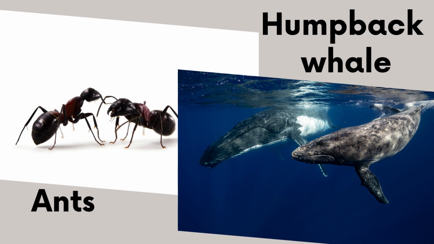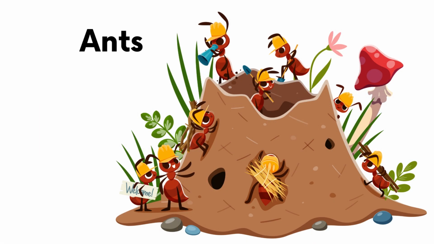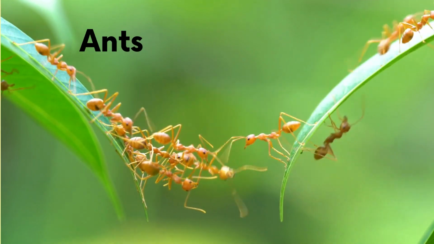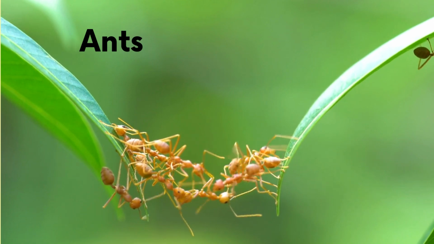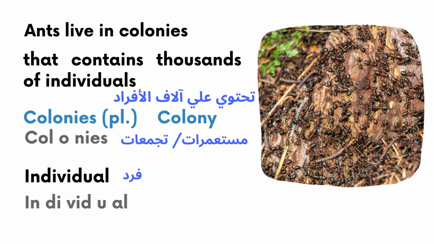We will talk about 2 examples, ants and humpback whales. First we will talk about ants. As you see here, ants work together, helping each other, so they have a way to communicate with each other. We know that ants live in colonies. Colonies means big groups that contain thousands of individuals.